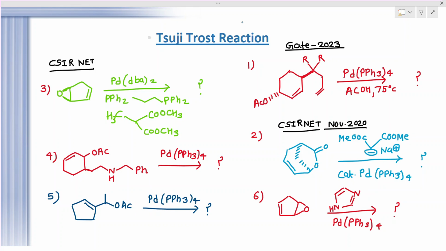I am Priyanka Jain, and today we are covering a new reaction mechanism, the Tsuji-Trost reaction mechanism. It is quite important for the CSIR NET GATE exam. For all entrance exams this reaction is equally important, and here I have given you different examples that I will explain in this video.